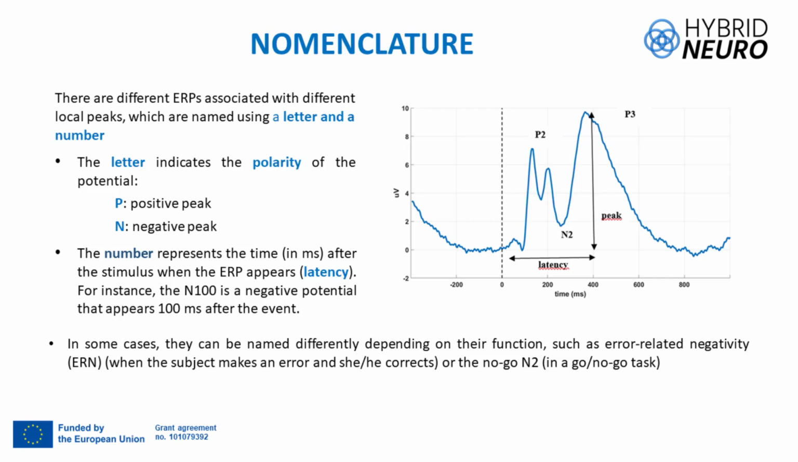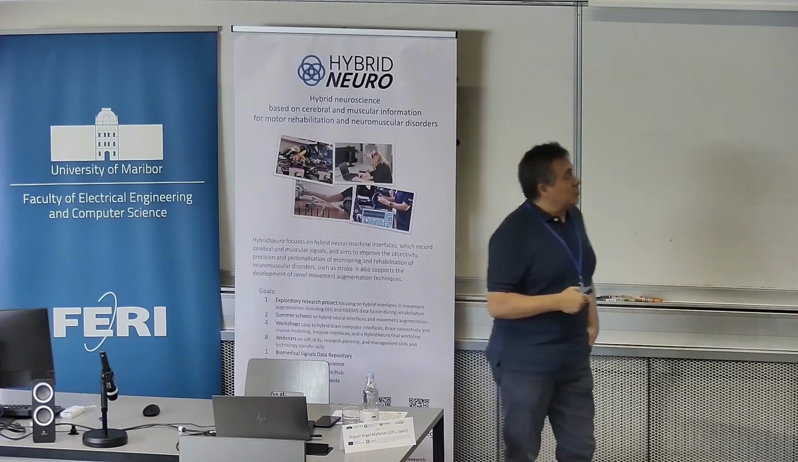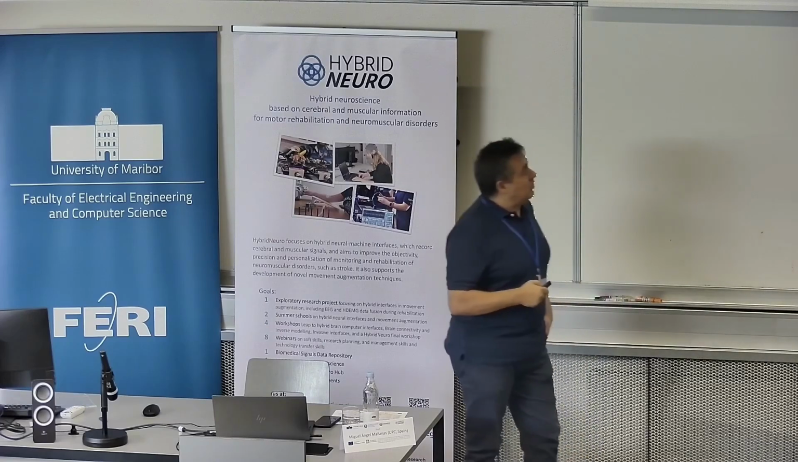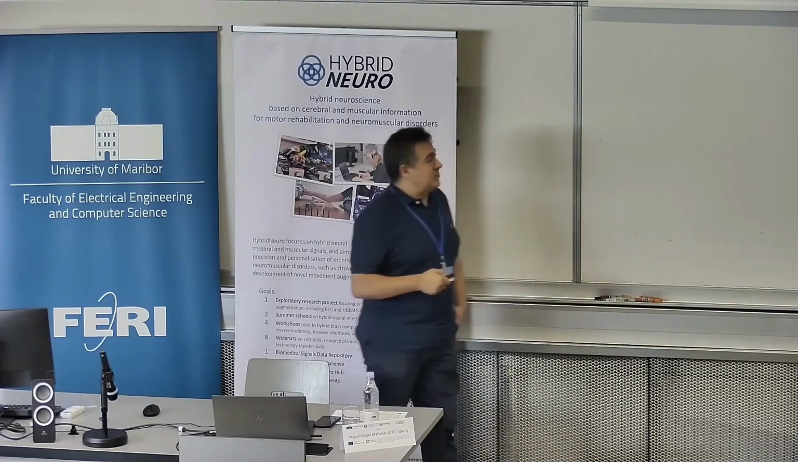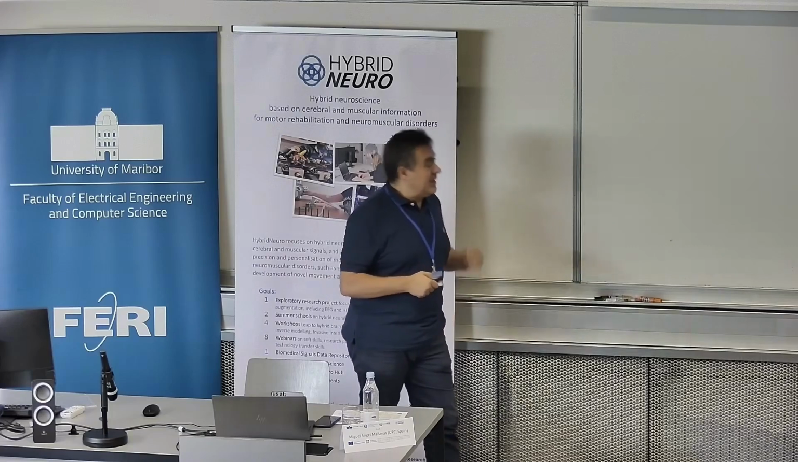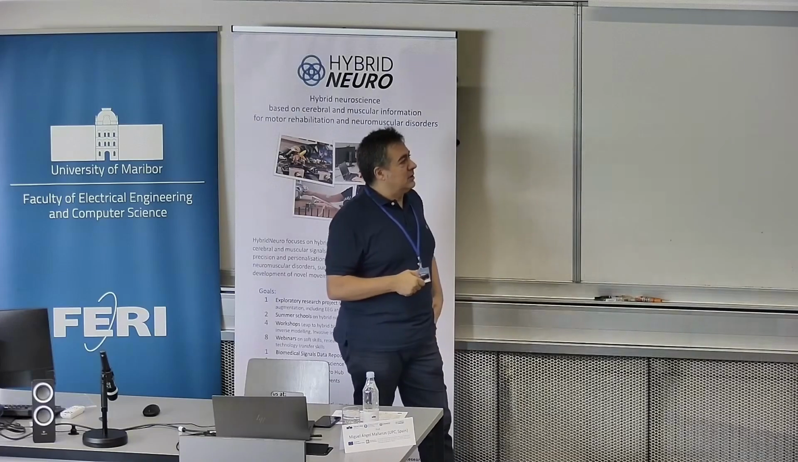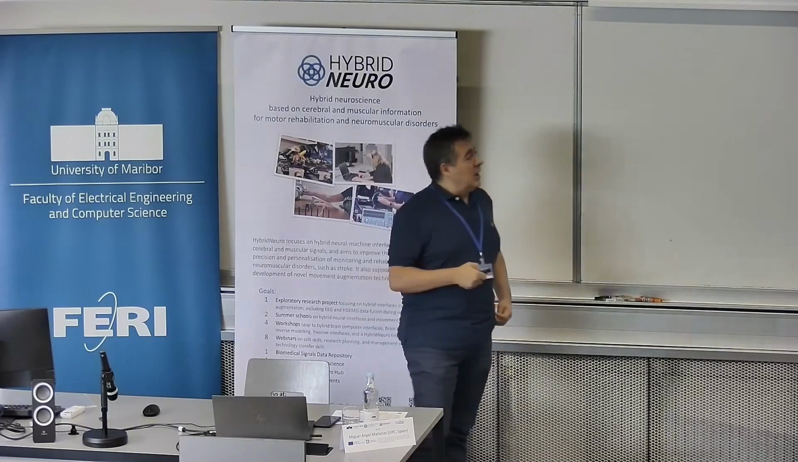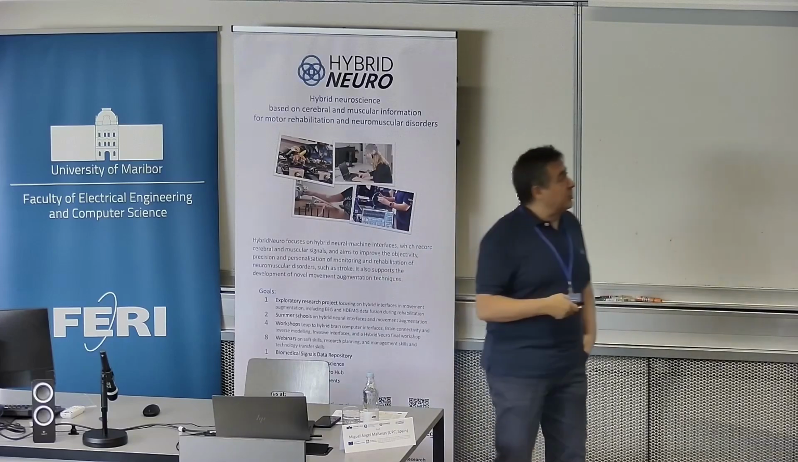There is a specific potential associated with this phenomenon, which is called the error-related negativity potential, the ERN, for example. And also other options like the go and no-go experiments, when you have to do something, and at the end they say, no, you don't have to do it. This is an inhibition, and it's related to other potentials.